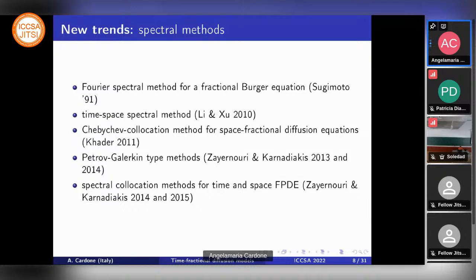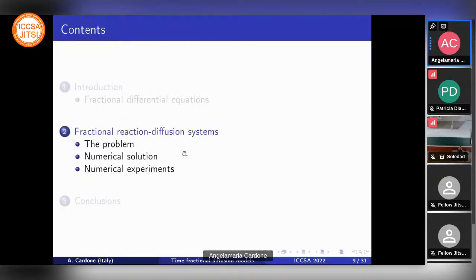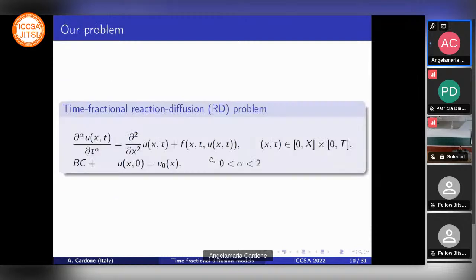But now let's focus on the problem that we considered, that is a fractional reaction diffusion system of this type. Here we consider a linear diffusion case, and we consider some boundary conditions like Neumann or Dirichlet boundary conditions. Here there is a mistake because when alpha is between 0 and 1, we need only the initial value of the solution at time 0. But when alpha is between 1 and 2, we need also to give the initial value of the derivative of the solution at time 0.